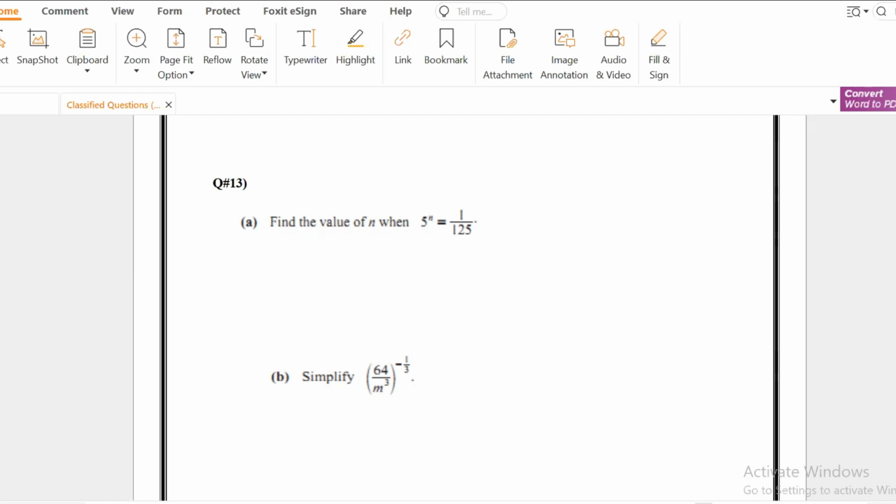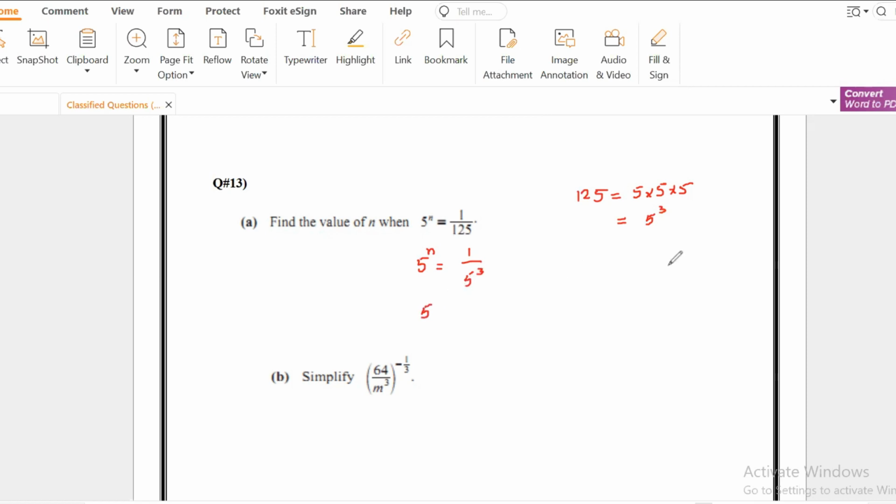This question number 13 is based on the indices law, and we will try to find the value of n. As you can see, 5 power n is equal to 1 over 125. 125 is a multiple of 5 three times. That means we can say 5 power 3. So this is 5 power 3.